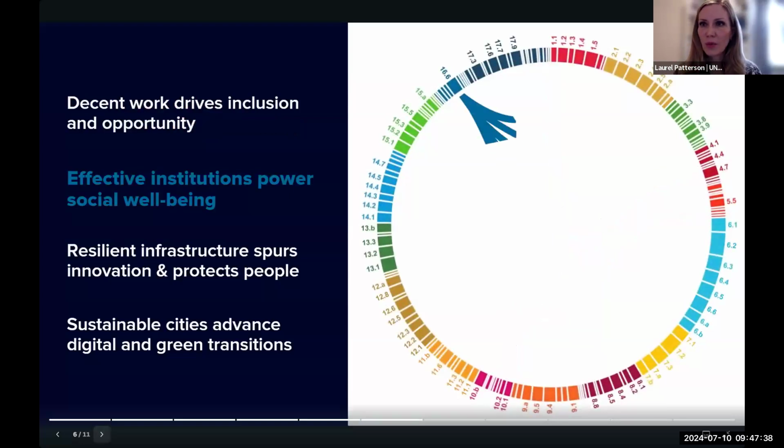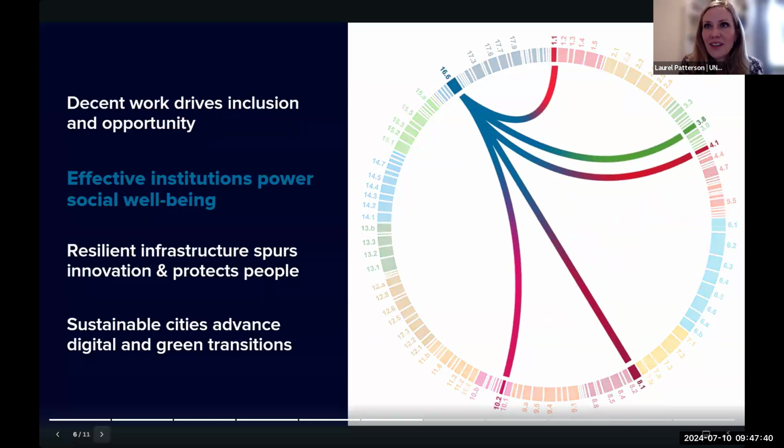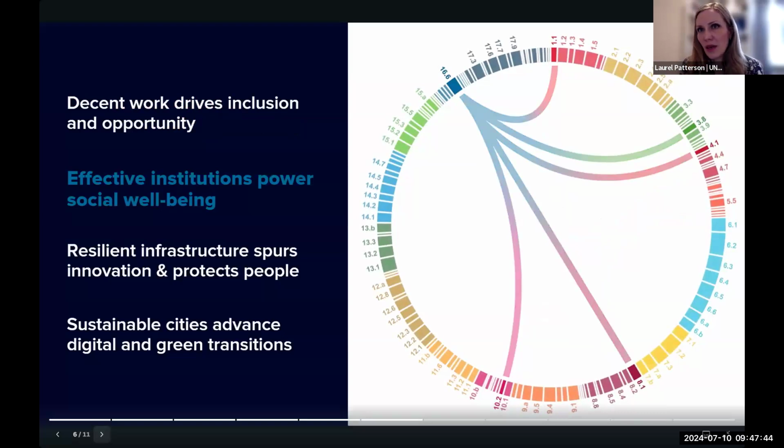Same thing, it wouldn't surprise you, and this is a goal 16 moment, that 16.6 on effective institutions came up over and over again. But again, this is not new, and most of you would say we already know this, that governance is such an important driver. Yes. So what could make the way we approach effective institutions truly an SDG proposition?